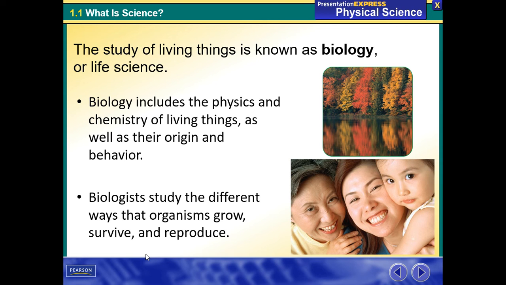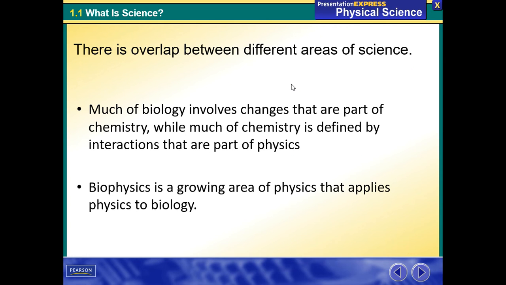And then last but not least, the study of living things is known as biology. This is a term not on the other slide. This is our life science. This deals with living humans. Biology includes physics and chemistry of living things, as well as the origins and behaviors, and they study the way in which people and organisms grow, how we're able to survive, and how we're able to reproduce.